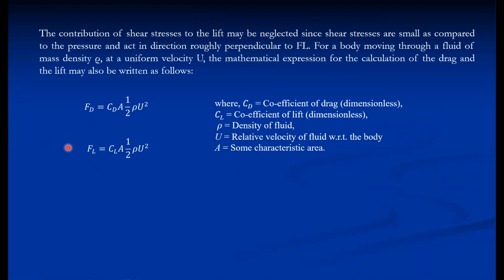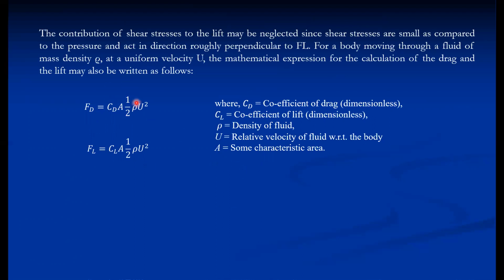The earlier expressions apply to any arbitrary object whose area is not known; in that case, we need to integrate. But if the areas are fixed, then we generally use these expressions. Here CD is the coefficient of drag and CL is the coefficient of lift, both dimensionless. Don't confuse this CD with the CD in flow over a flat surface. There the CD is for frictional drag, and this is for form drag. Rho is the density of the fluid, and U is the relative velocity of the fluid with respect to the body.